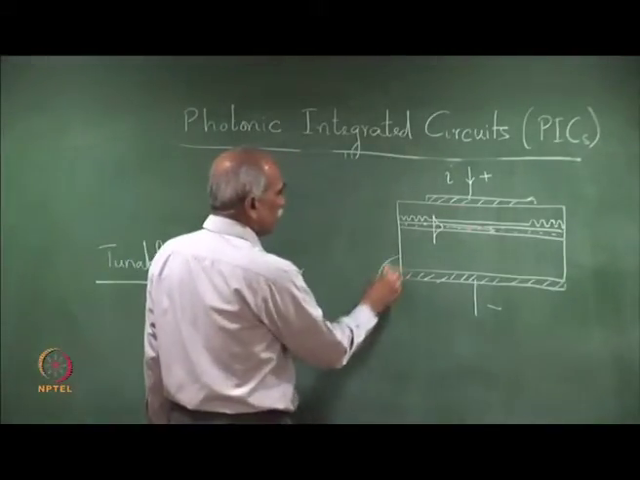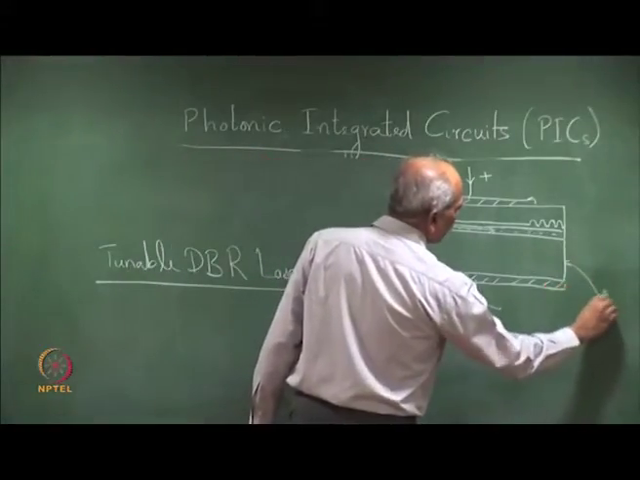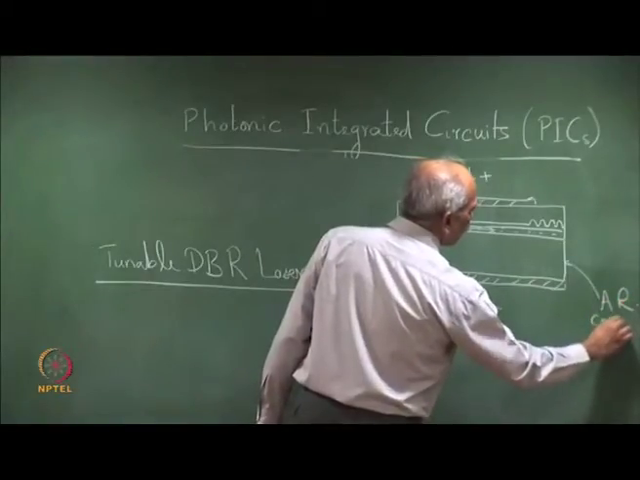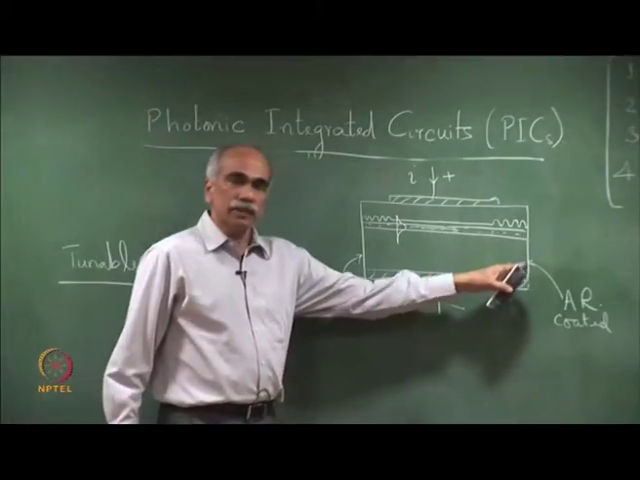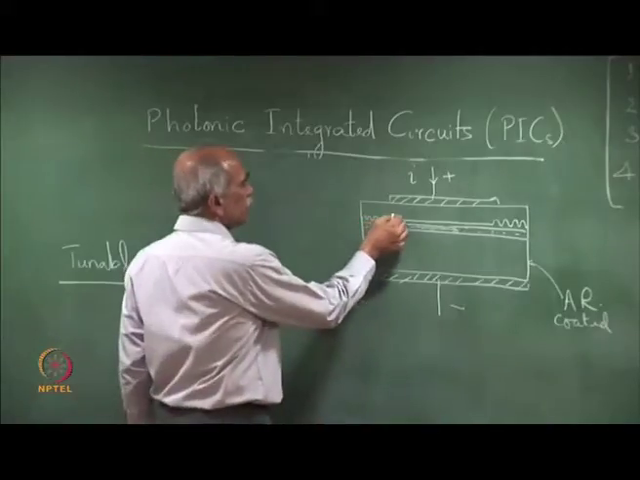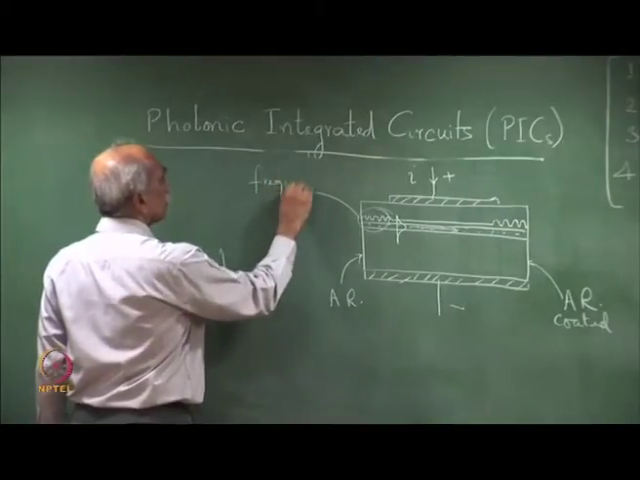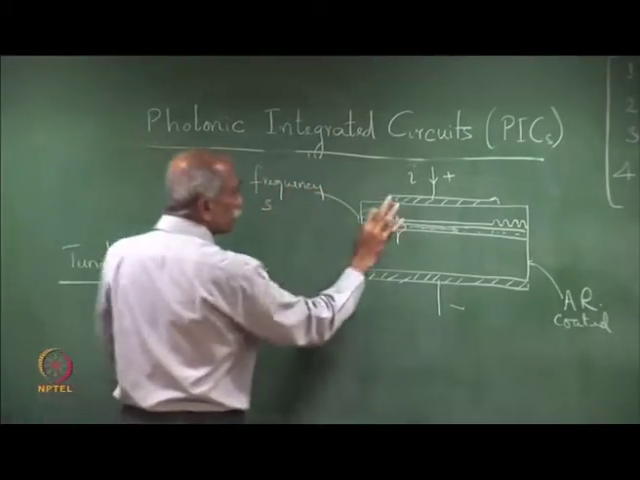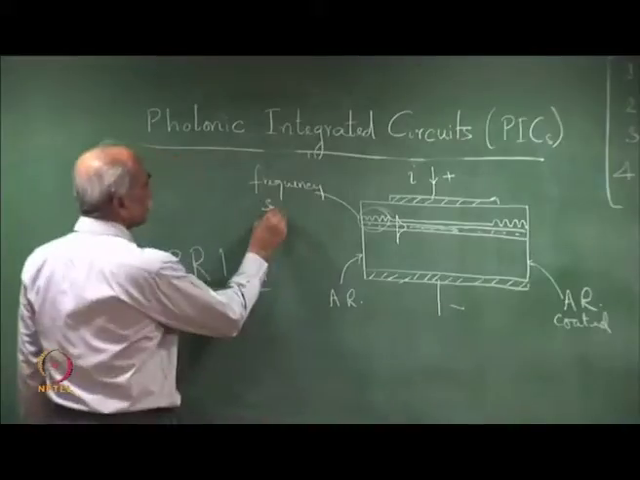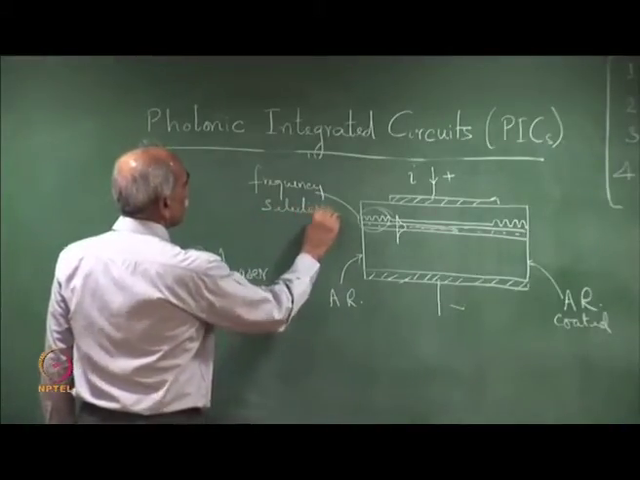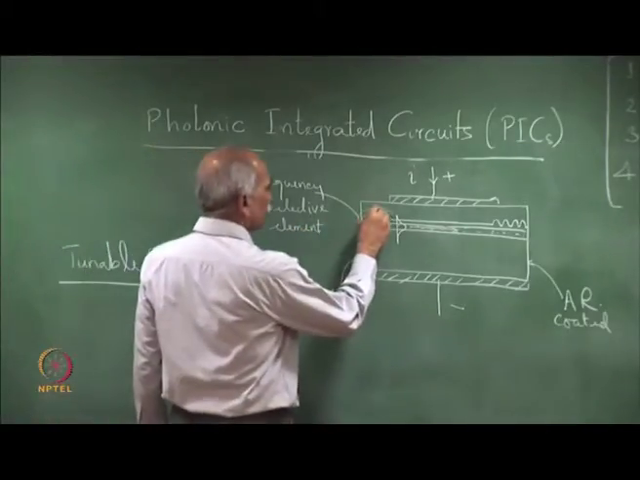The two ends are AR coated, anti reflection coated, to avoid any reflection from these ends, because we need these frequency selective gratings. So, these are the frequency selective gratings. This is the DBR, not the tunable DBR. I am discussing the DBR that we had already discussed, the frequency selective element. The period is the periodic structure.